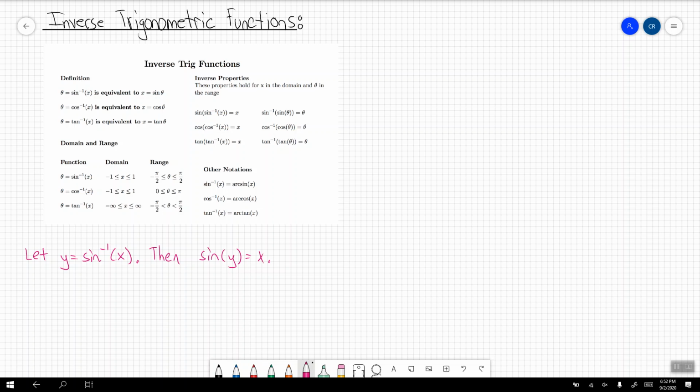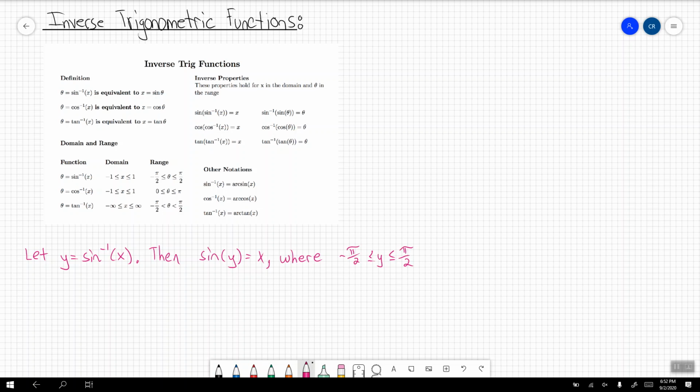So what I want to do at this time is state a restriction here. We're going to be able to say that the angle measurements for y, in other words, y as the outputs for sine inverse, are going to be bounded between negative pi halves and pi halves. So I want to keep that in mind.